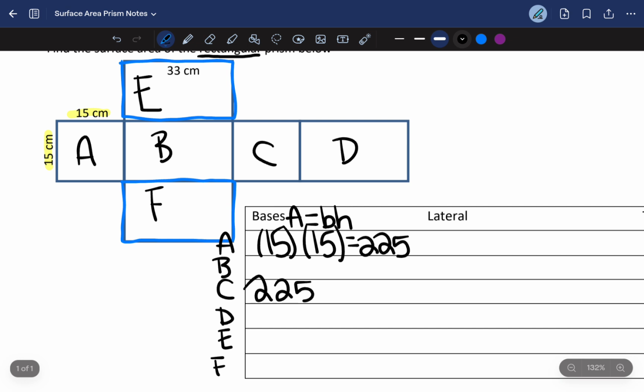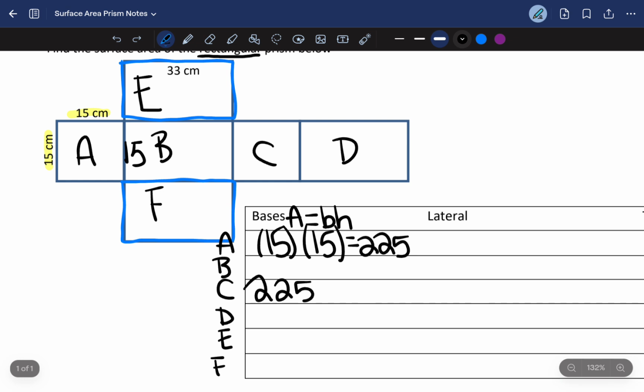And also on top of that, we know this measurement right here of 15 centimeters, and we know properties of rectangles. So if it's 15 centimeters on the left, it's going to be 15 centimeters all the way down. Okay? So I'm just going to go ahead and write 15 right here. And then I need one more number because obviously we have to do base times height. So if I look right up at the top, I see this measurement of 33 centimeters. And again, we know properties of rectangles.